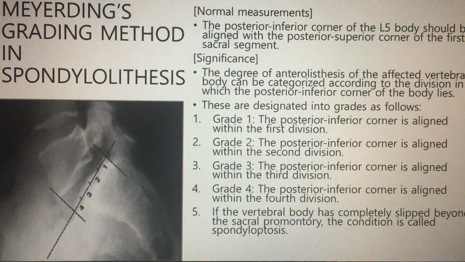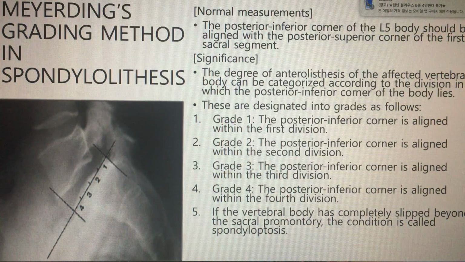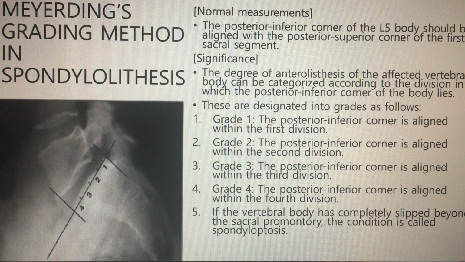Spondylolisthesis is the slippage or displacement of one vertebra compared to another. In these images, the superior surface of the first sacral segment is divided into 4 equal divisions. The relative position of the posterior inferior corner of the L5 body to these segments is then determined. If the vertebral body has completely slipped beyond the sacral promontory, the condition is called spondyloptosis.